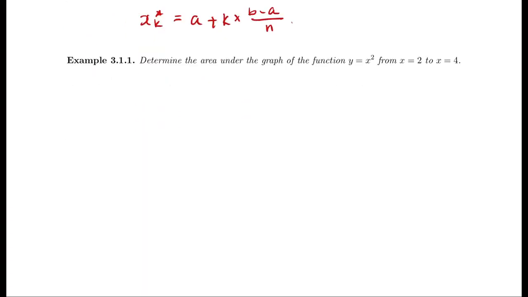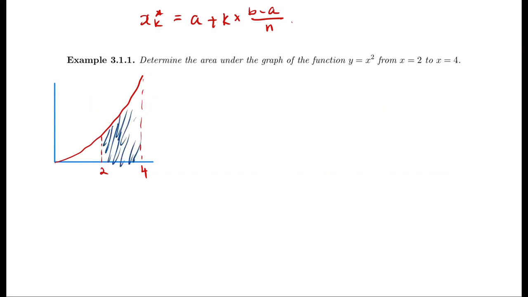Okay, so let's say we want to determine the area under the graph of y equals x squared from 2 to 4. So let's draw a graph for this. So we have the graph from 0 to 4. So let's say this is 4 now. So that means this part here is 2. So we want to determine what this area is going to be. So this area is what we calculate.